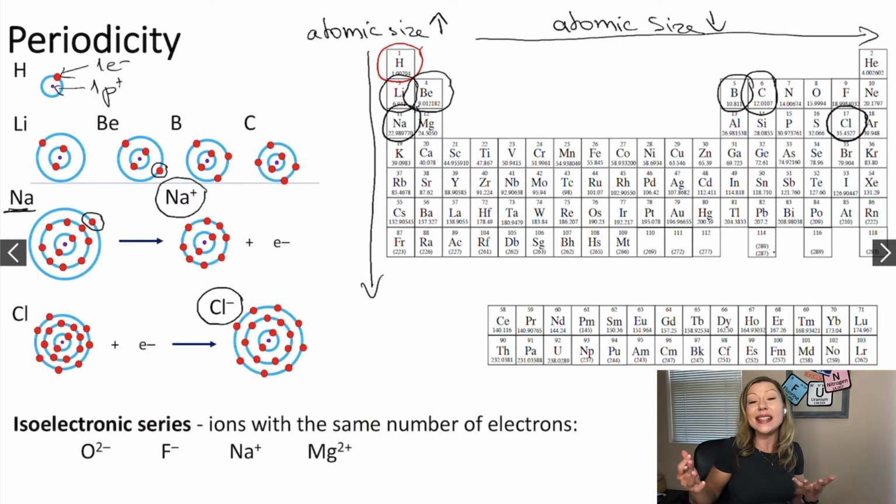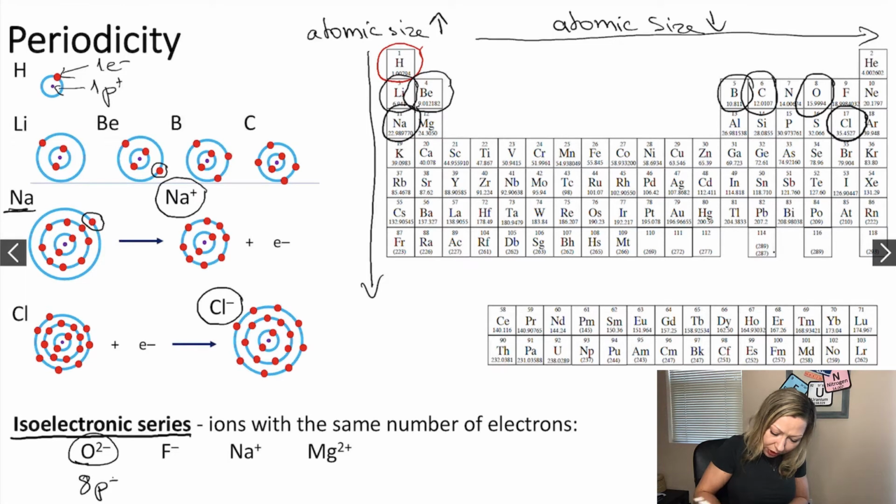A series in which all ions have the same number of electrons is called the isoelectronic series. And here we have one. We have O2 minus, for example. How many protons do we have here? Oxygen is element number 8, so we have 8 protons. How many electrons? Well, 8 plus 2, because we have a charge of minus 2, gives us 10 electrons. And if this is truly an isoelectronic series, all the other ions are going to have 10 electrons.